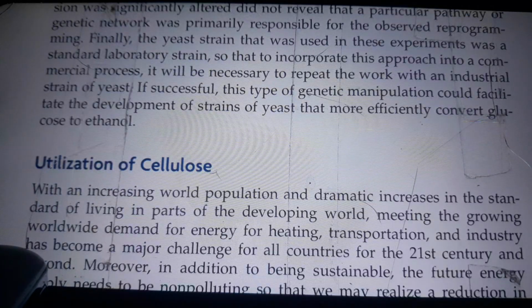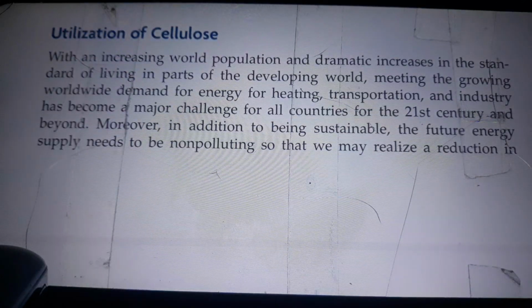Finally, the yeast strain that was used in these experiments was a standard laboratory strain, so to incorporate this approach into a commercial process it would be necessary to repeat the work with an industrial strain of yeast. If successful, this type of genetic manipulation could facilitate the development of strains of yeast that more efficiently convert glucose to ethanol.